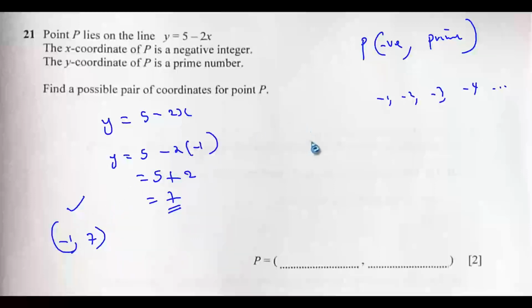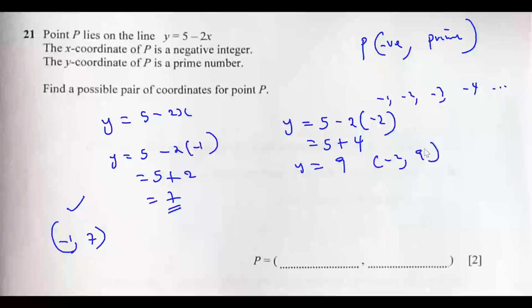Let's try another one. When x equals -2, y equals 5 minus 2 into -2. So this equals 5 minus 2 times -2, that will be +4. So y equals 9. So that means we're going to have -2 against +9. So 9 is not a prime number, although -2, the x coordinate, is negative, but 9 is not a prime number, so we cannot use this coordinate.